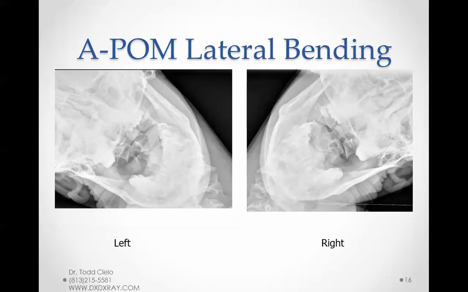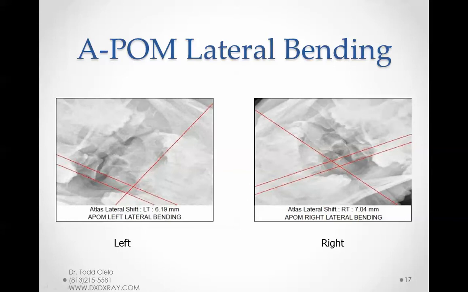The AP open mouth lateral bending, here's a good view. You can actually see on the left here the lateral mass overhanging over C2. That's the discrepancy that we want to measure. Here it is on the right, same patient. So right here, DXD measures AP open mouth, lateral bending left and right. So after we plot the points, then we want to get this measurement. When we get the measurement, now we have 6.19 millimeters on the left, 7.04 millimeters on the right. So the accuracy is up to 0.01 millimeters, 100th of a degree or 100th of a millimeter.